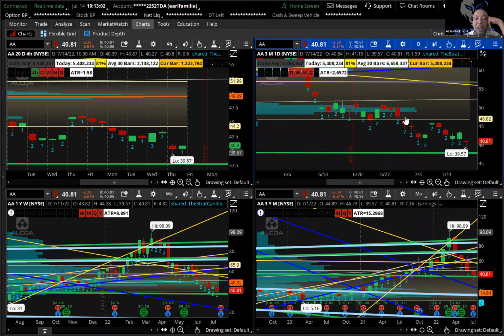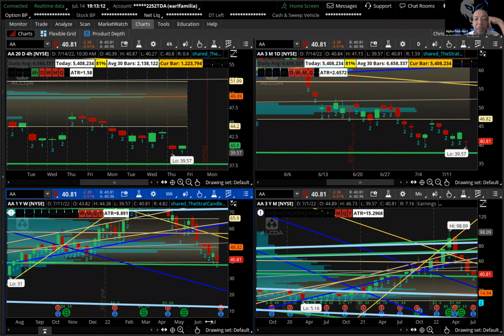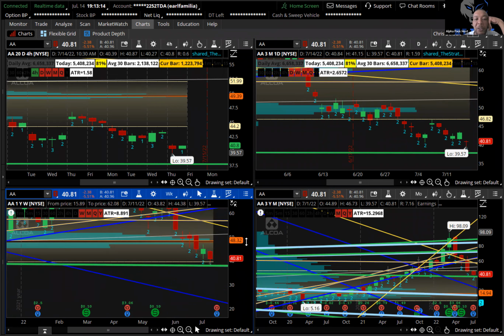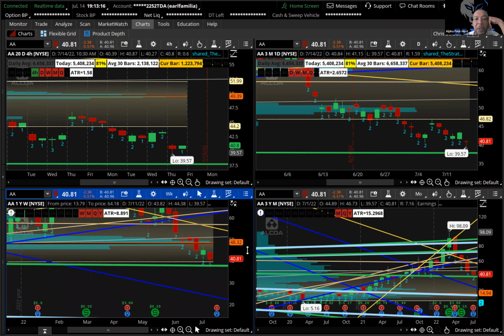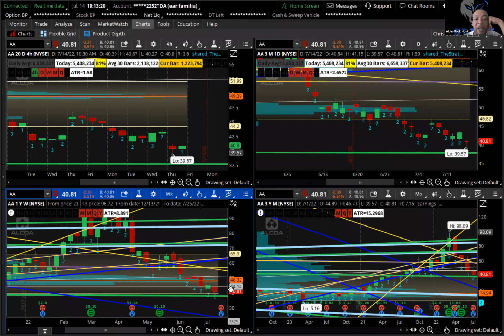That's kind of what I'm thinking. So it came back, we're almost at this quarterly BF level. I don't think it's actually touched it just yet. So I think there's still some more downside movement. So overall, I think there's more downside movement.